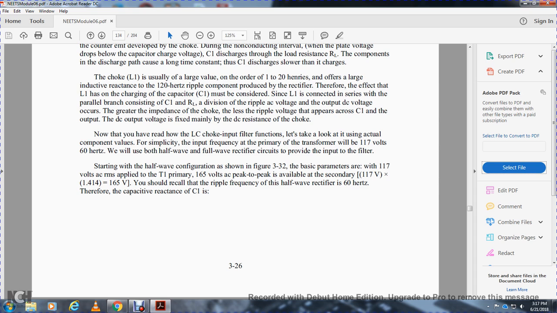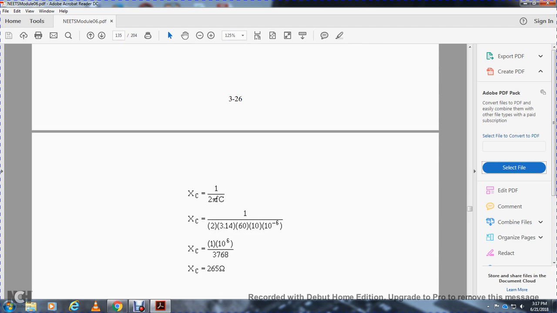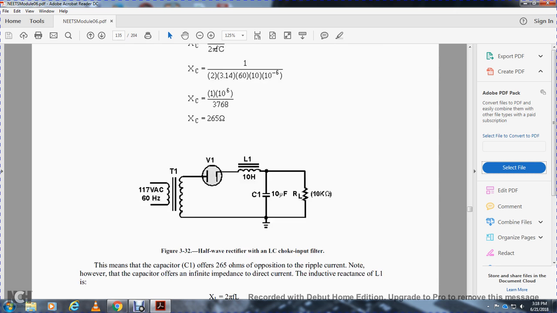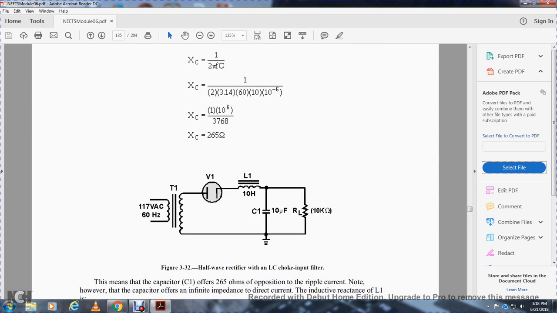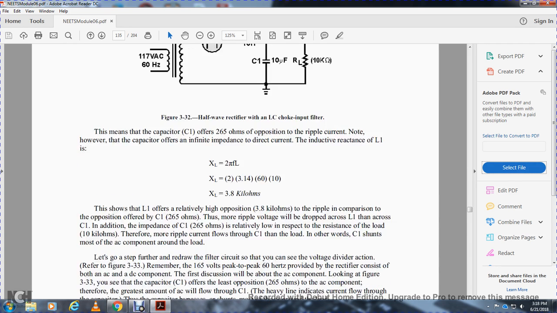You should recall the ripple frequency of a half-wave rectifier is 60 Hz. Therefore, the capacitive reactance of capacitor C1 is equal to 1 over 2 pi times the frequency times the capacitance in farads, which gives you 10 to the 6 over 3.7698, or 265 ohms. The circuit shows 165 volts going through the diode, a 10 henry inductor, 10 microfarads, and then a resistor of 10 kilohms.